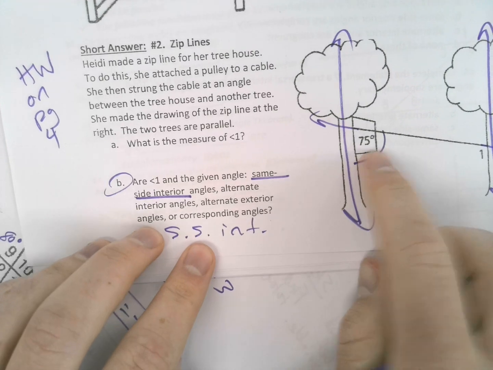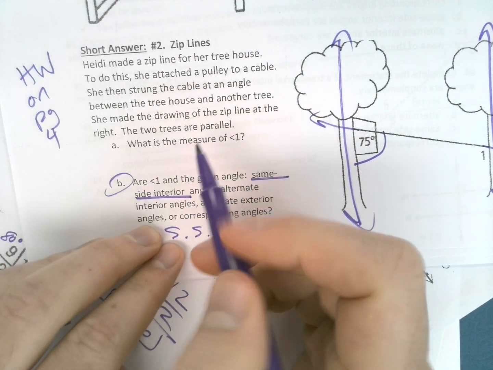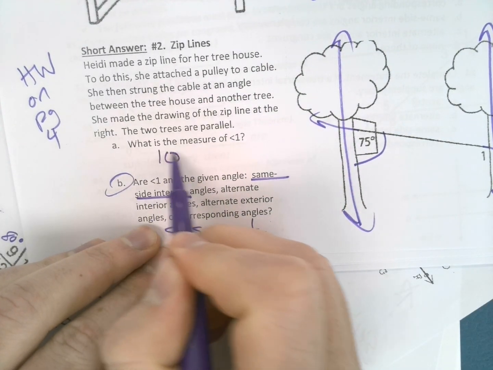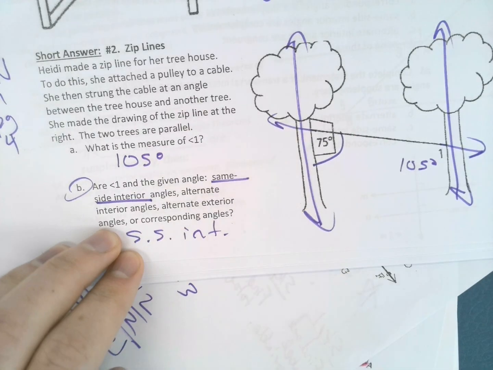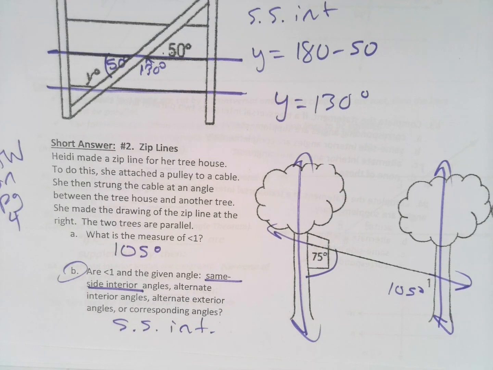That's right. That means 75 plus angle 1 has got to be 180. So, 105 degrees. Yep. The same side interior angles have to add up to be 180.